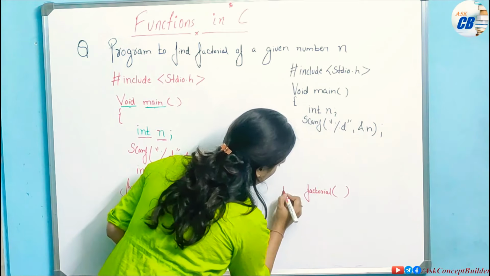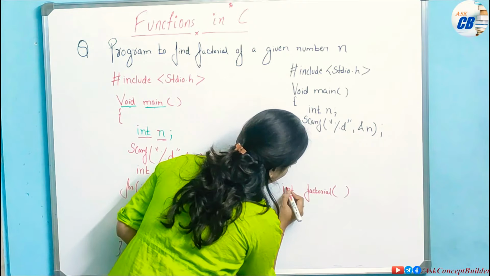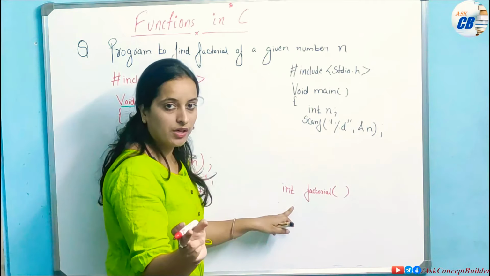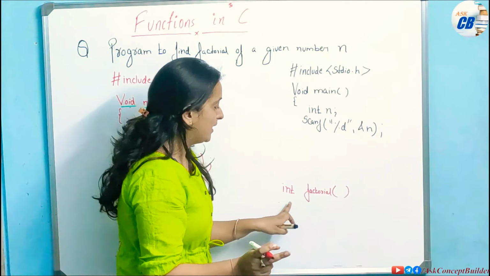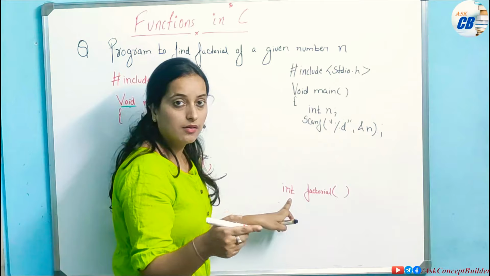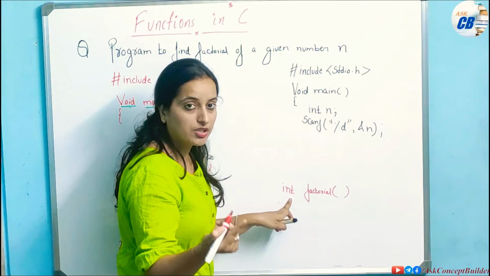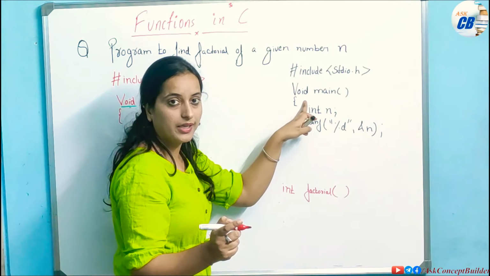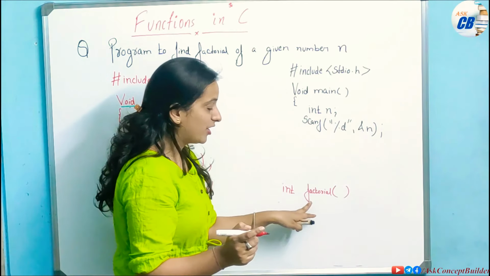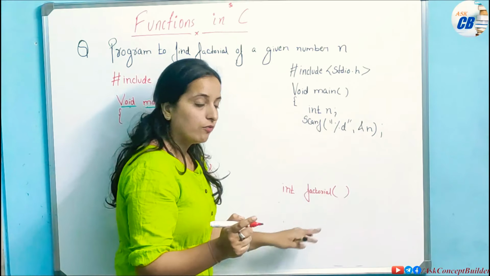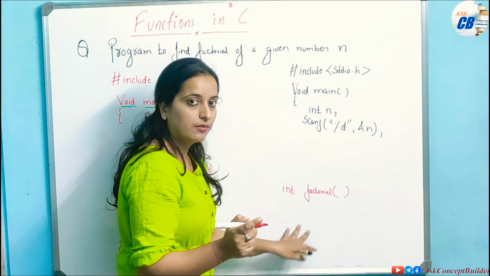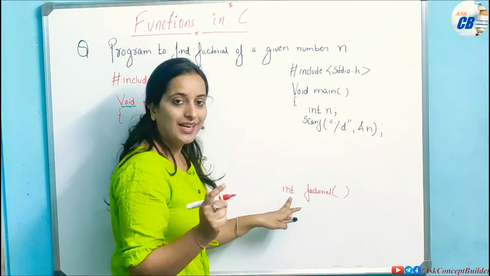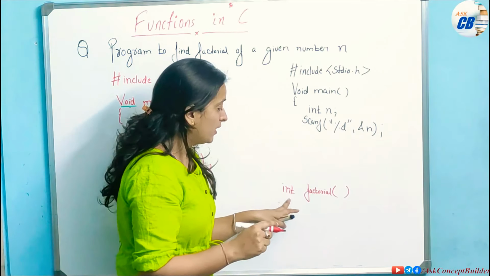What I told you: if you are defining any function, main is also a function, so you have to write the name of the function along with parentheses, and the data type of the value your function is returning. Our main was not returning anything, so we used void. This factorial function will return whatever factorial I calculate using this function to my main function. So I will use the int data type here.